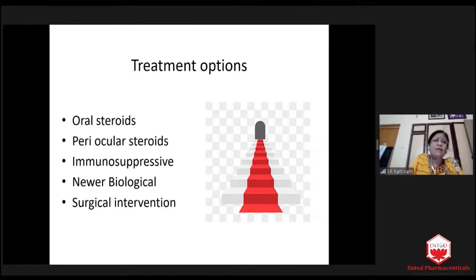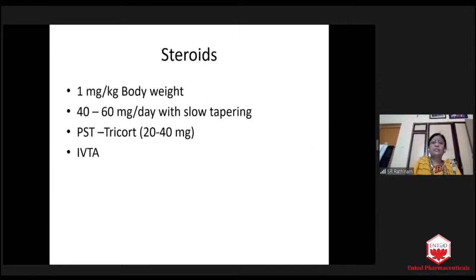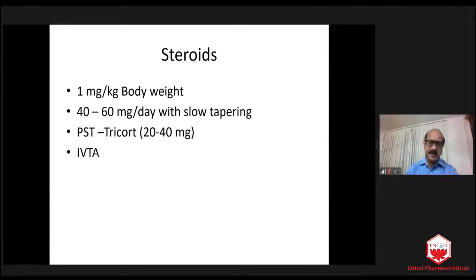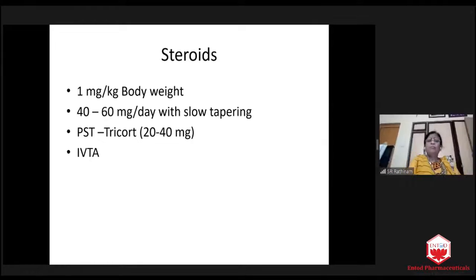And nowadays, nobody does cryo or laser unless they have neovascularization. When they have neovascularization, definitely we do panretinal photocoagulation. So this is about intermediate uveitis. And the steroid, we usually give 1 milligram per kg body weight. Most of the children are 40 kg, adults are 60 kg. Then we slowly taper and we give only 20 milligram tricot. And if needed, we give more.